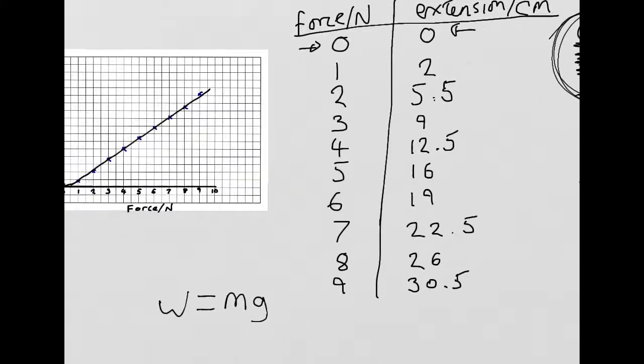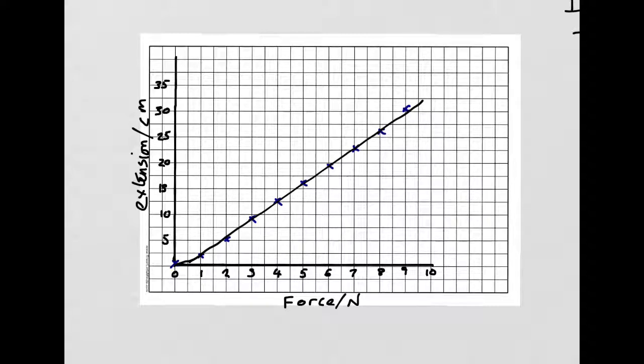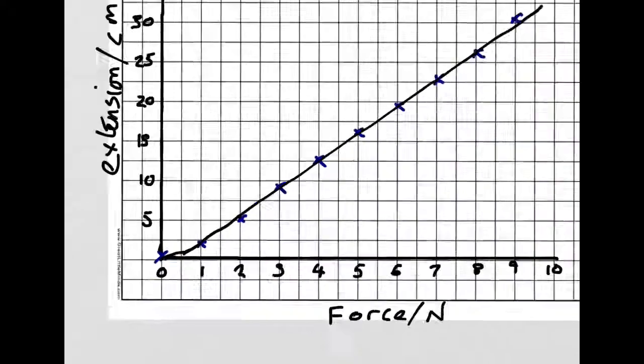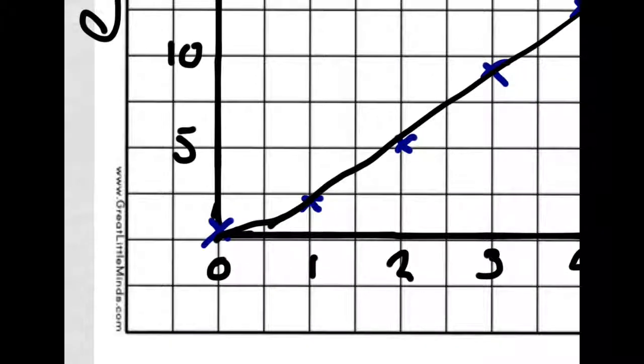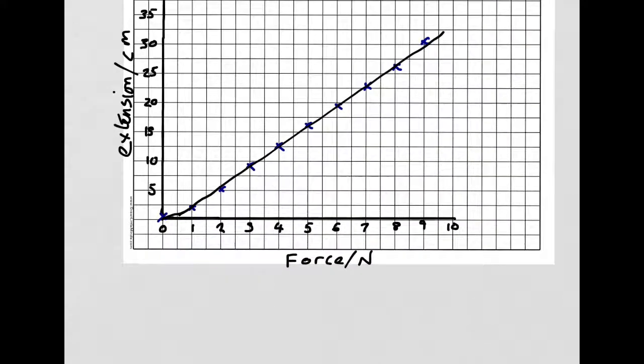So I've gone ahead and plotted a graph. Force along the x-axis, extension up the y-axis. Now look at the shape of it. It's formed a nice straight line, and it has gone at least very close to the origin. So in a perfect world, it would have gone through the origin. We know, hopefully you know, that if your data forms a nice straight line like this, and it goes through the origin, then you can call it directly proportional. I can say that extension and force are directly proportional.